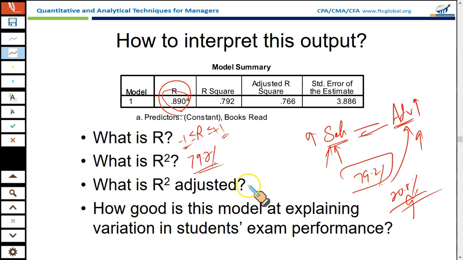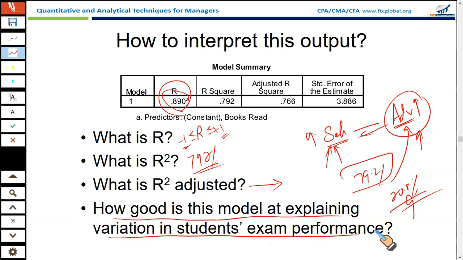All right. What about the adjusted R square? Basically, adjusted R square adjusts the R square value for the number of predictors in the model. In our example, there is one predictor, but it provides a more accurate measure when dealing with multiple predictors. Like in the example at the start of the lecture, we discussed that miles per gallon depends upon the weight of the car and the horsepower. Right? So that's the idea. It tells us how good this model is for explaining variation in the student's exam performance.